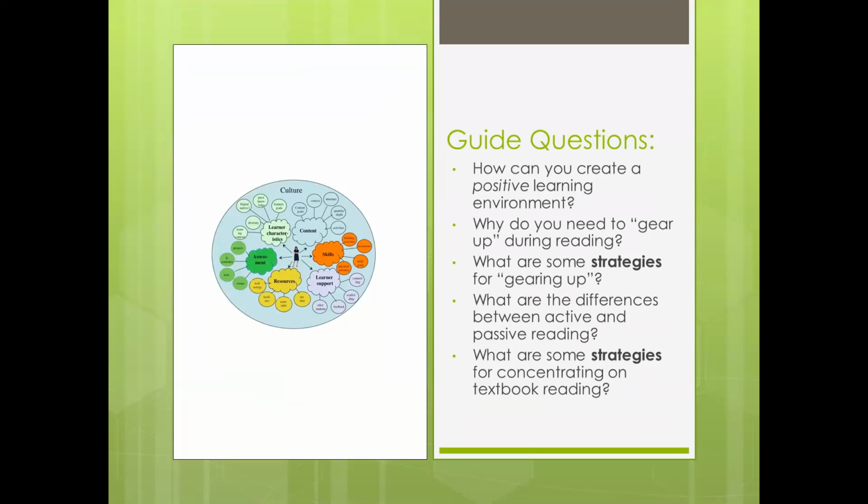So let's start with some guide questions for chapter 9. How can you create a positive learning environment? Why do you need to gear up during reading? And what are some strategies for gearing up? What are the differences between active and passive reading? This will harken back to chapter 2, if you remember that section. And then what are some strategies for concentrating on the textbook reading?